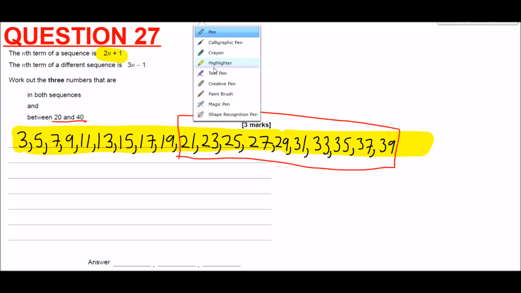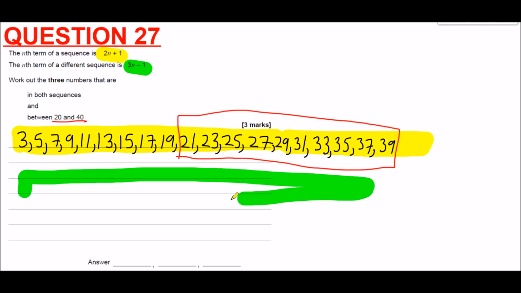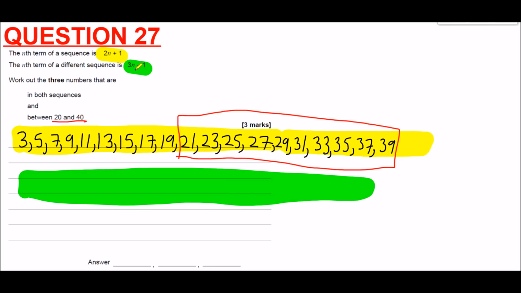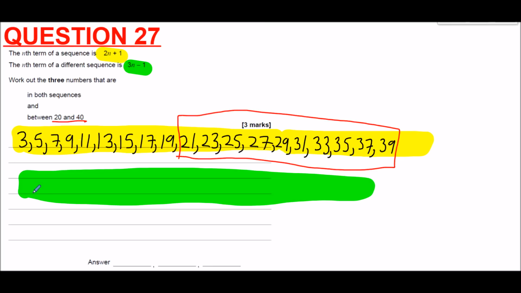But of course, this question also mentions a second sequence, 3n minus 1. So what we're going to do now is do this sequence. Now 3n tells us that the sequence is going to be going up in gaps of 3s. Minus 1 tells us that the sequence is going to be 1 lower than the 3 times table. The sequence that goes up in 3s is the 3 times table, what you taught from school. The minus 1 means we start 1 lower. So 1 lower than 3 is 2.